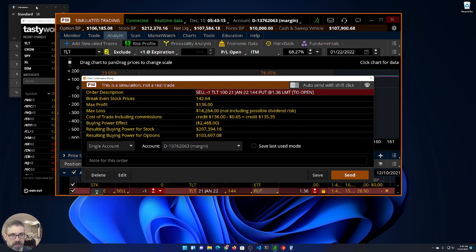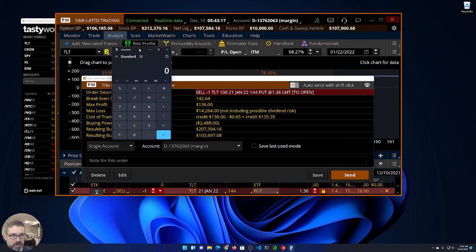And if you want to get an idea of what your max possible return on capital is here, if we do 136 over 14,264, that means if you make everything that you can on this trade at expiration, you could make a 0.9% return on capital. That's a tough jagged pill to swallow there.